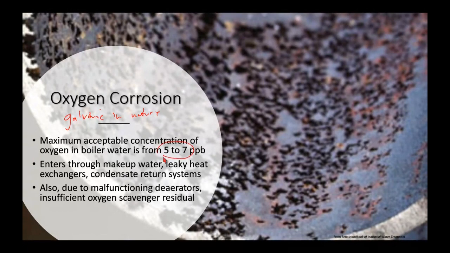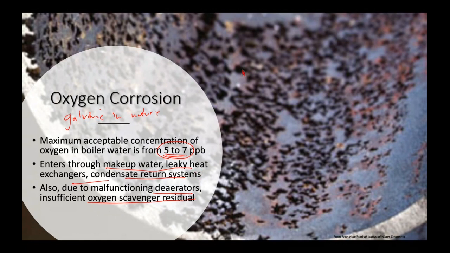So what do we do? We try and keep the concentration of dissolved oxygen really low, 5 to 7 parts per billion. How's it getting in? Maybe our deaerator is not working properly. Maybe you're not maintaining an adequate oxygen scavenger residual in the boiler water, and you're not maintaining an adequate residual in the deaerator, because we're going to add chemicals to the deaerator as well to keep that working well. But, you know, we've got makeup water, leaky heat exchangers, condensate return systems, lots of ways where we can introduce oxygen into the system.